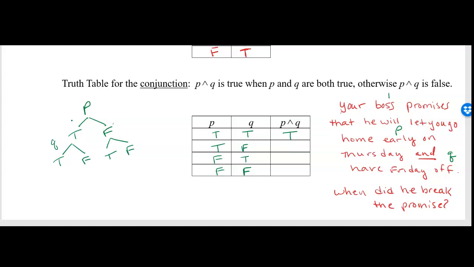Here, he didn't let you go home early, but he did give you Friday off. Did he still break the promise? Yes, because he didn't let you go home early. This whole thing is false.